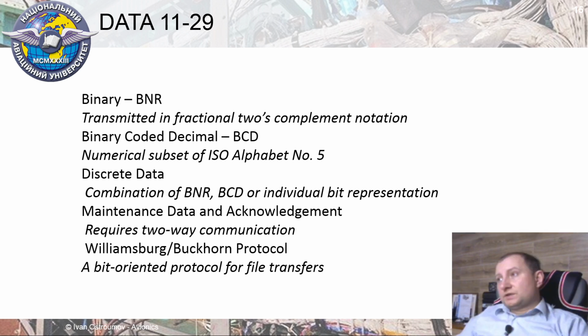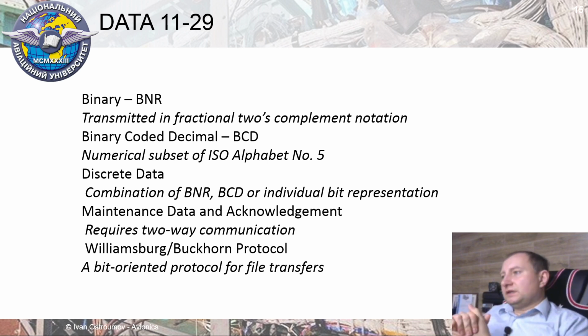It uses division of the whole number into digits, and then each digit is coded in binary and put at the specific place in the data field. In this case, if you would like to transfer some characters or symbols, ARINC 429 uses the ISO 5 coding table for transferring such kind of textual data.